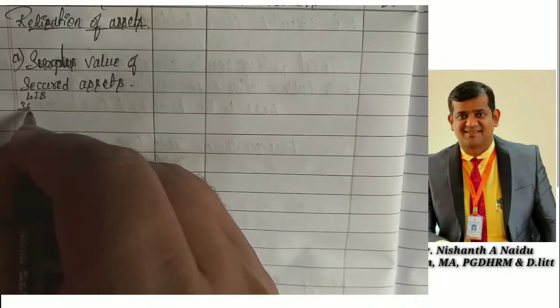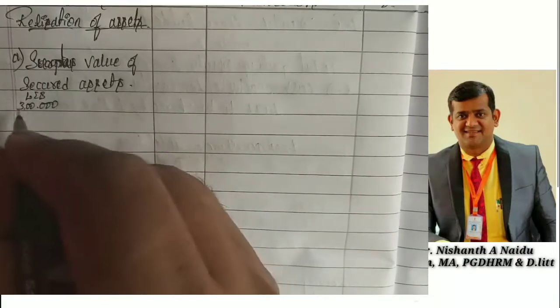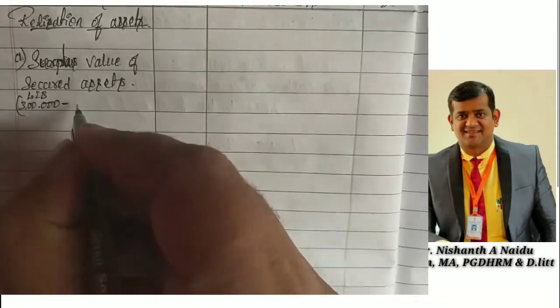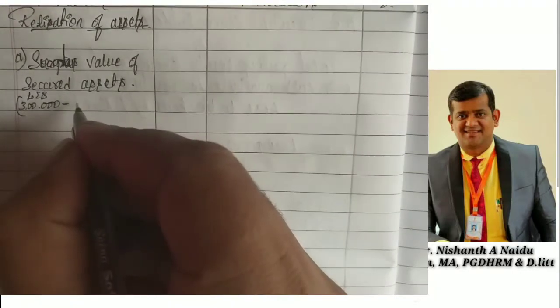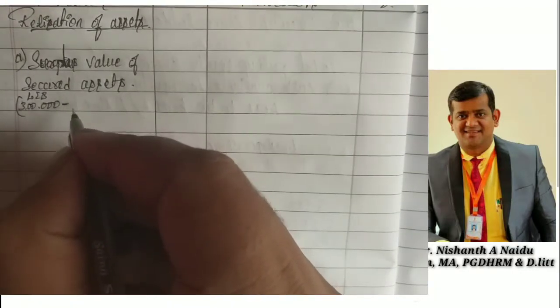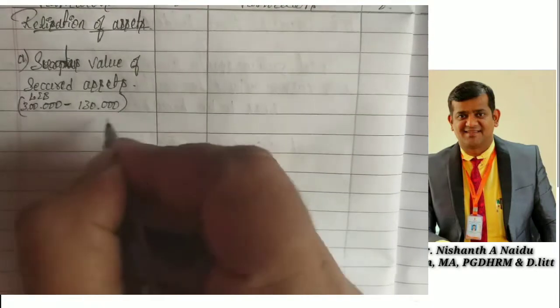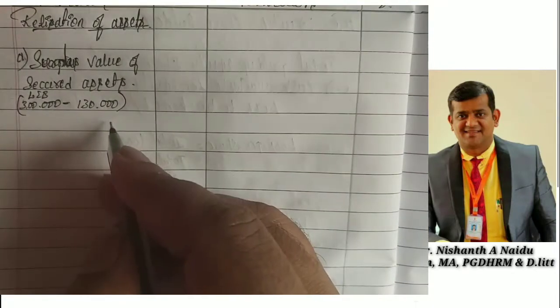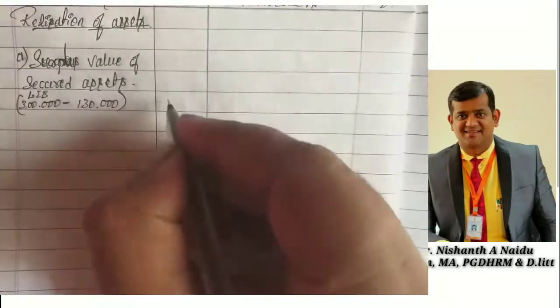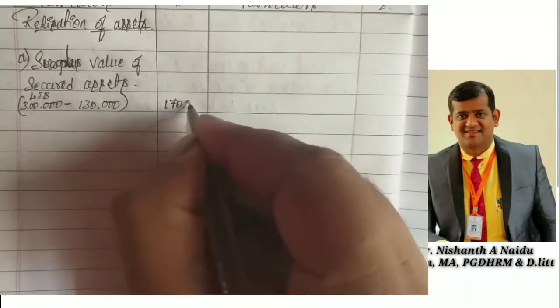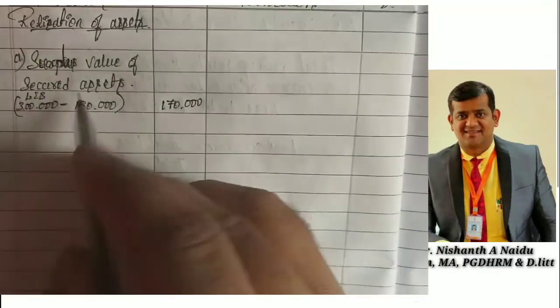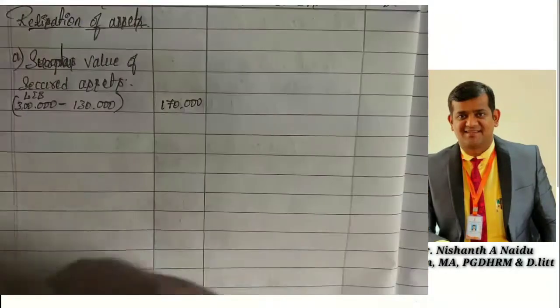Realized value of land and building is 3 lakh rupees, minus secured against how much? Mortgage loan of rupees 1,30,000. So 3 lakh minus 1,30,000 is 1,70,000 rupees. So this is the surplus value of secured asset.